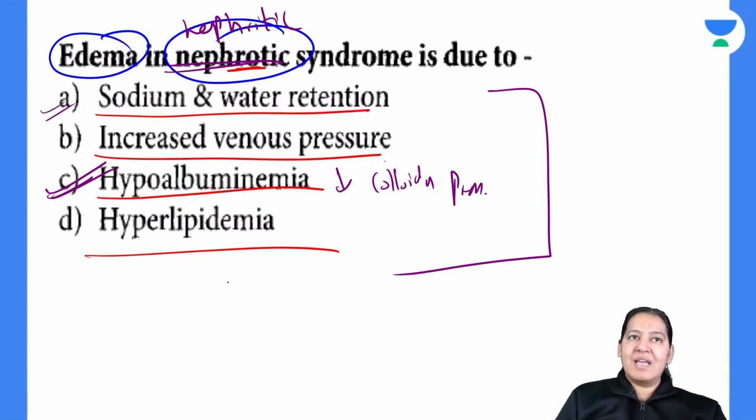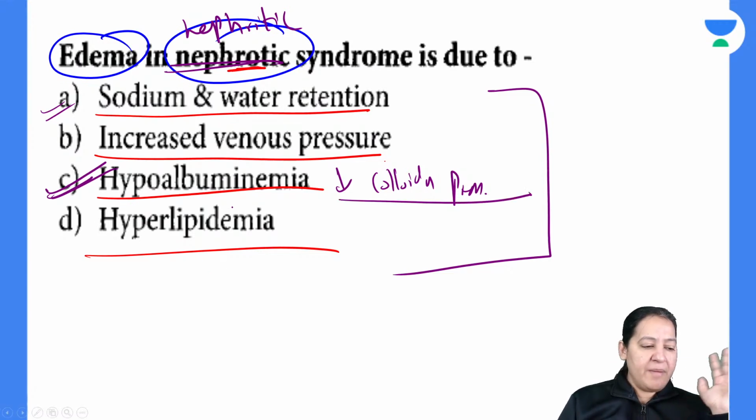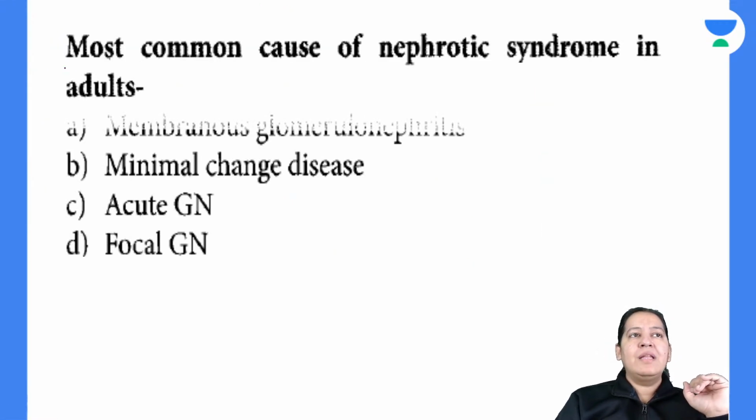So if I ask in nephrotic syndrome, the answer is decreased oncotic pressure or hypoalbuminemia. If I'm asking for nephritic syndrome, the answer will be sodium water retention. Have you got it? Tell me the next question.